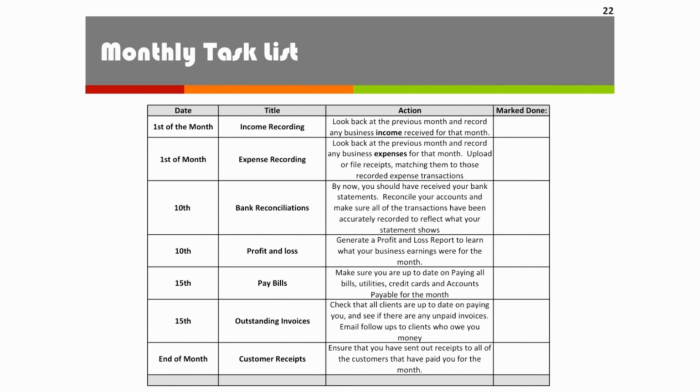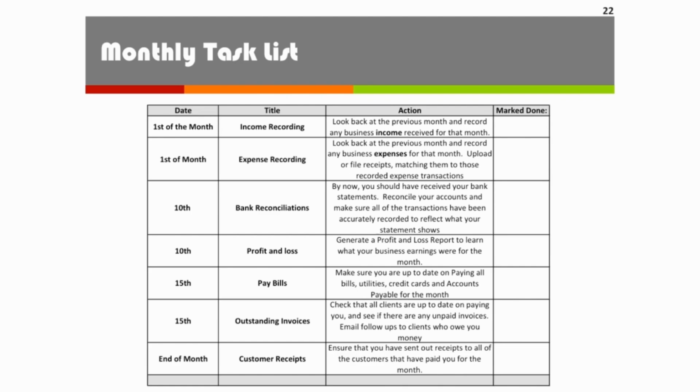Up on the top left, you'll see by the first of the month, I want to do my income and my expense recording. So for both of these, I want to look back at the previous month and record any business income I received for that month, and then I do the same thing with the expenses. I would also upload or file any receipts for those business expenses, and I'd match them to the recorded expense transactions in QuickBooks like I showed you. Over on the right column, you can mark it as done when you've finished these tasks.